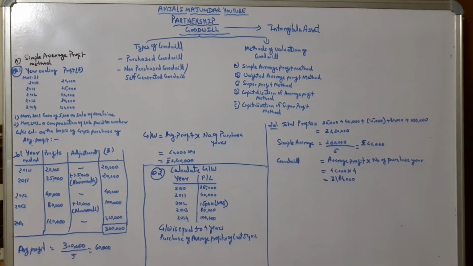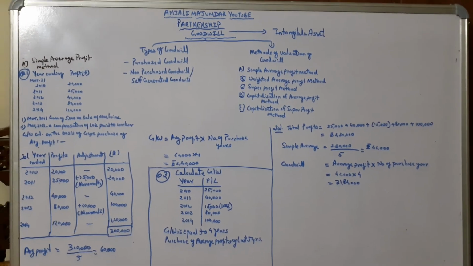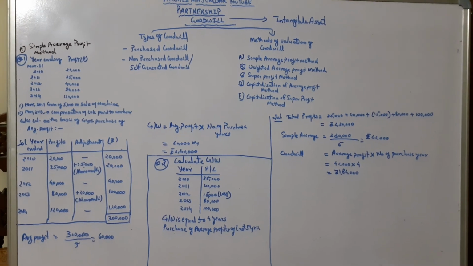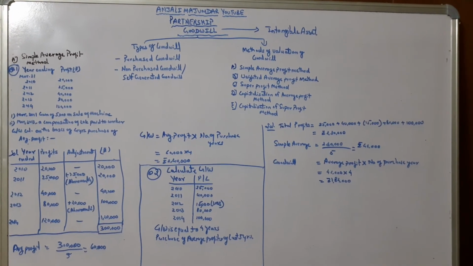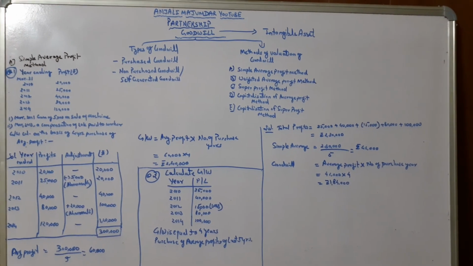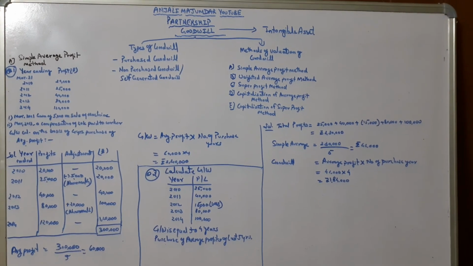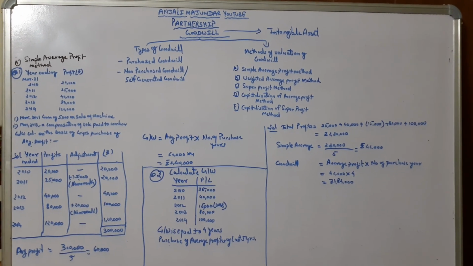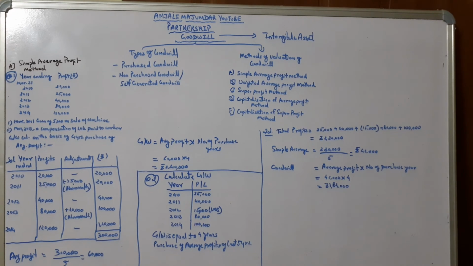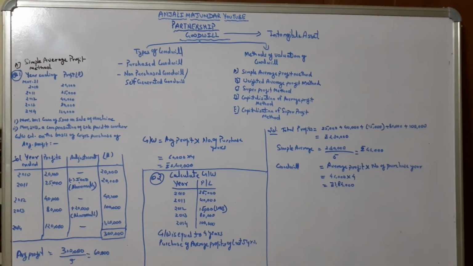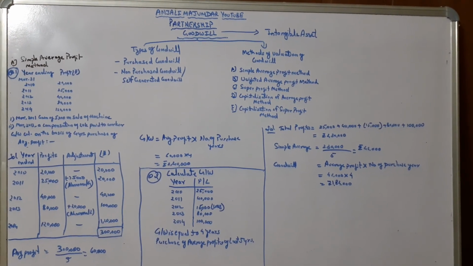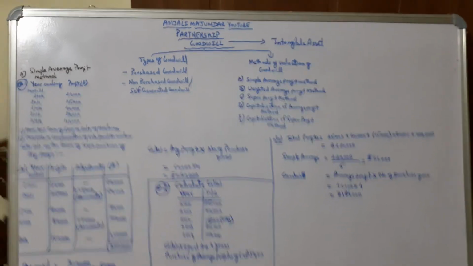Now calculate the simple average by dividing by 5. Why are you dividing it by 5? The reason is the total number of years is 5. So when you divide 2,30,000 by 5, you will get 46,000. This 46,000 is your simple average. Now to calculate goodwill, this average profit must be multiplied with the number of purchase years, which is 4 as mentioned in the question. So you will get 1,84,000 as your goodwill.